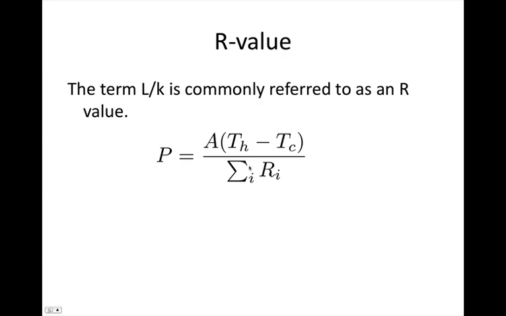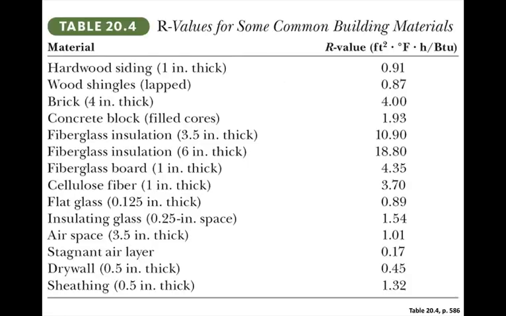So this just says that if you have a composite material, to get the total R value, you just need to add the R values from each part. This table presents the R values for some substances that are commonly used in building.